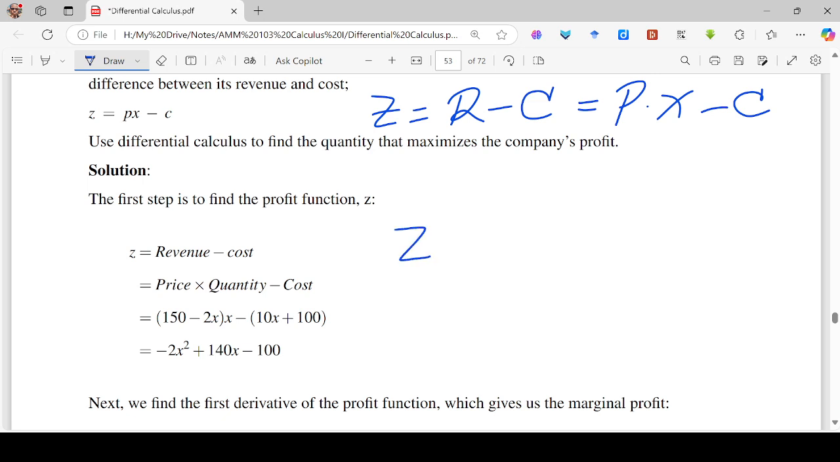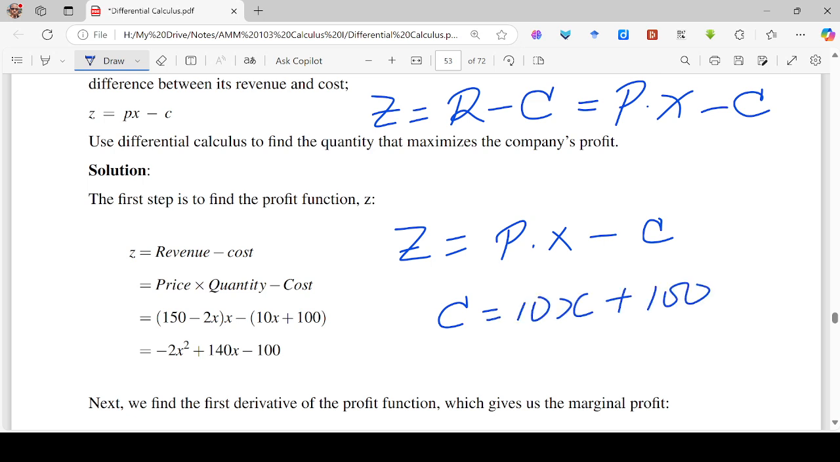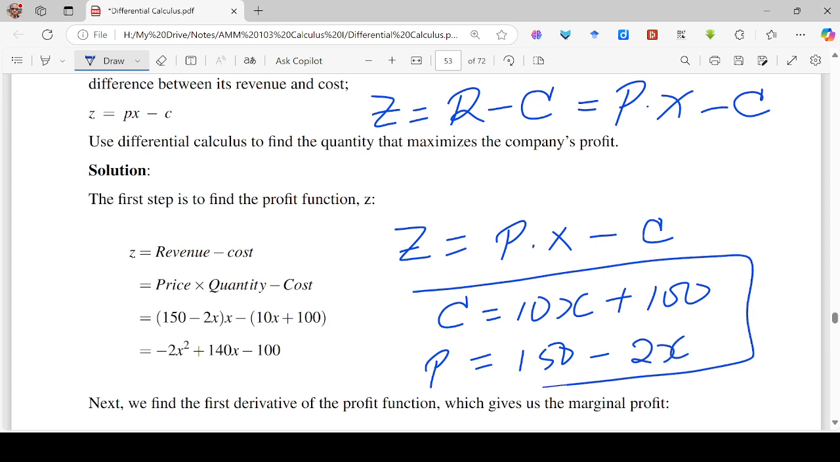Remember, when we write Z equals P times X minus C, we can also substitute C equals 10X plus 100, and P equals 150 minus 2X. So we shall substitute these two here. P is that, and C is this. When we substitute and simplify, we get Z equals minus 2X squared plus 140X minus 100. So this is the profit function.